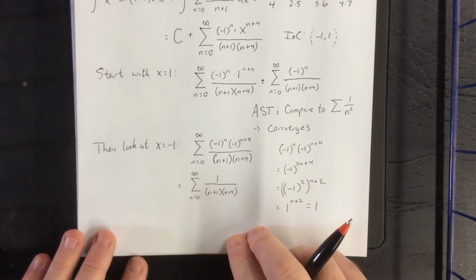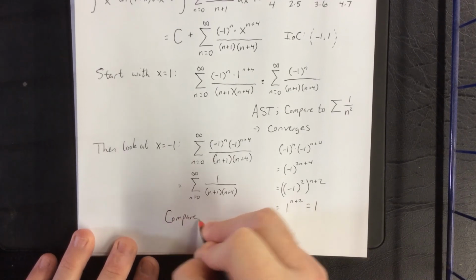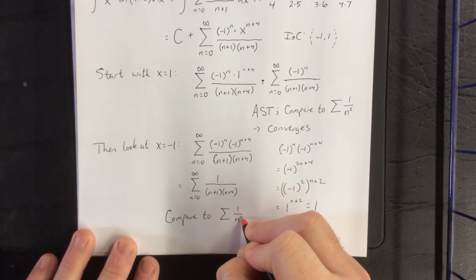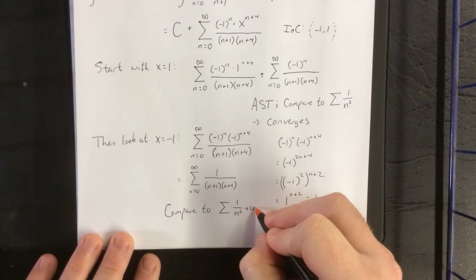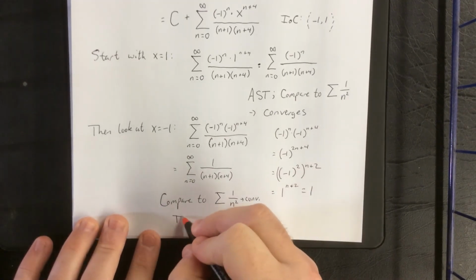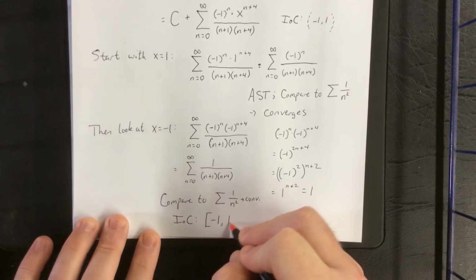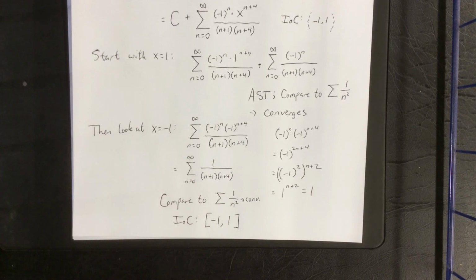This is another situation where you can compare to the p series 1 over n squared. You're going to find out that this converges. So final answer for the interval of convergence. This now converges at both of its endpoints, negative 1 and positive 1. So the interval of convergence will be the closed interval from negative 1 to positive 1.